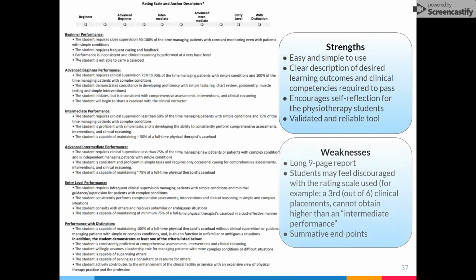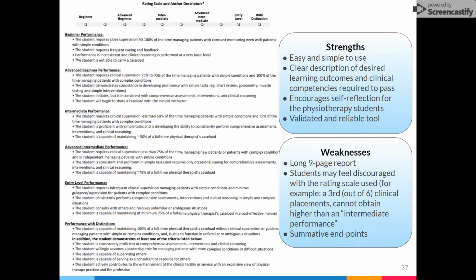As for its weaknesses, it is a long 9-page report, and some students report feeling discouraged with the rating scale used. For example, a student in a third out of 6 clinical placement cannot obtain higher than an intermediate performance as per safe caseload requirements. Therefore, visually, it looks like they've obtained a 5 out of 10, a 50% mark. But technically, according to the clinical placement objectives, it actually represents a successful placement, thus 100%.